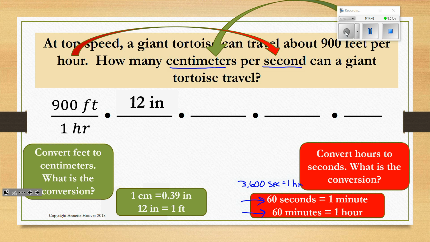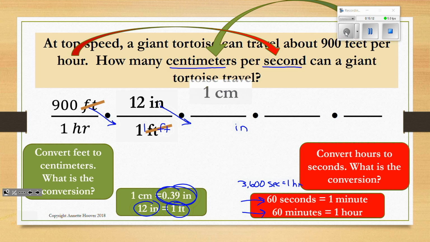So we have our first conversion. Since feet is on the top, we want to make sure that the feet conversion is on the bottom. Here it is right here. So that's the 1 foot on the bottom and the 12 inches on the top. Now we have inches on the top, so we convert this one. We want inches on the bottom. So when we look at the next one, here's the inches, the 39/100ths of an inch, and then the 1 centimeter goes on top.